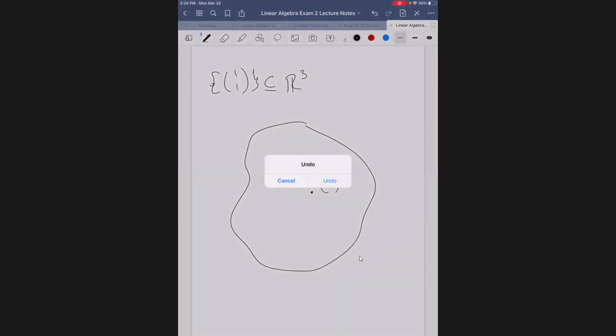However, it doesn't have a dimension because it's not a subspace. So this is not a subspace. No, and so therefore it has no dimension. Okay. So the only way a subset will have a dimension is if it's a subspace, and you check that using the subspace test, right? The theorem I gave out.